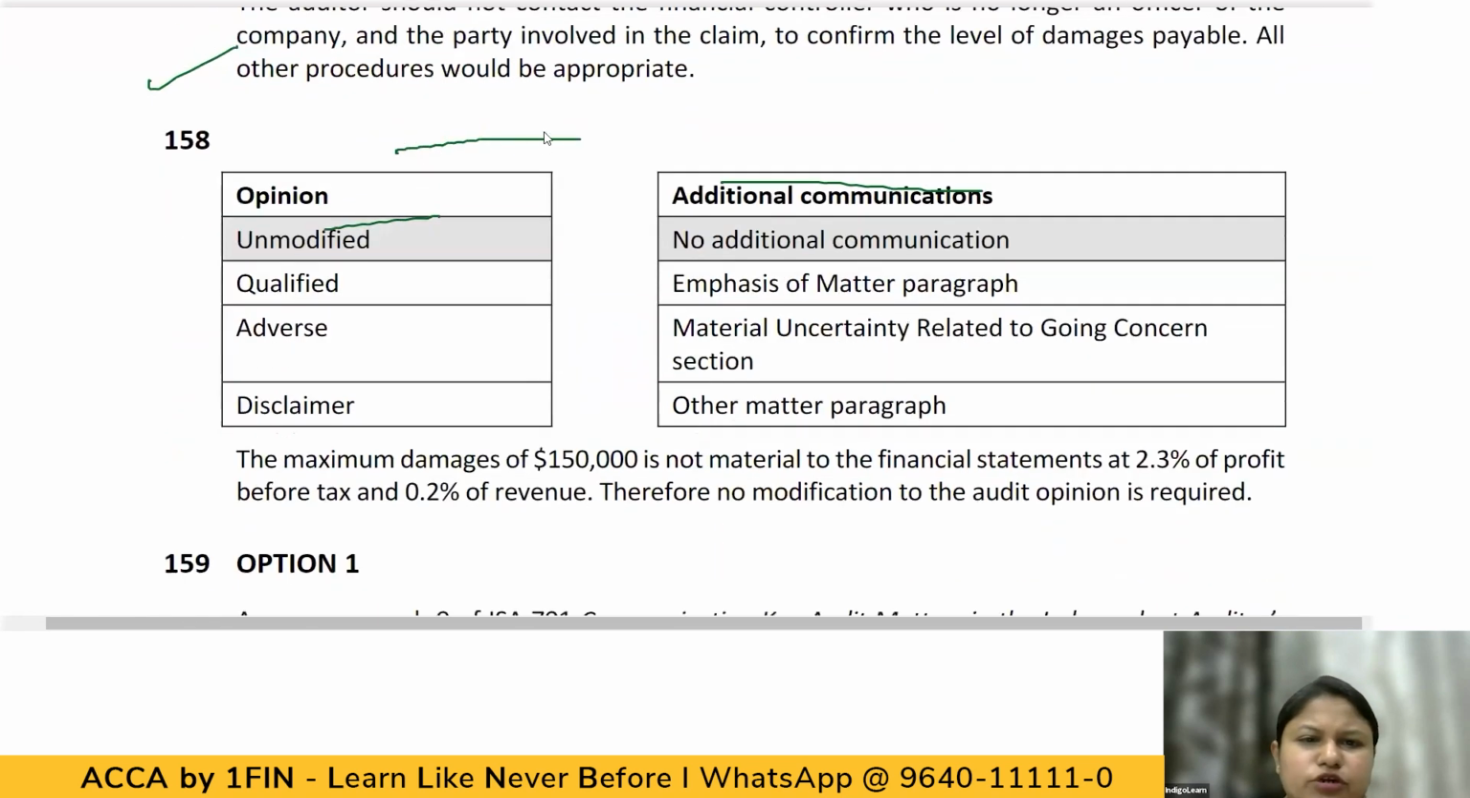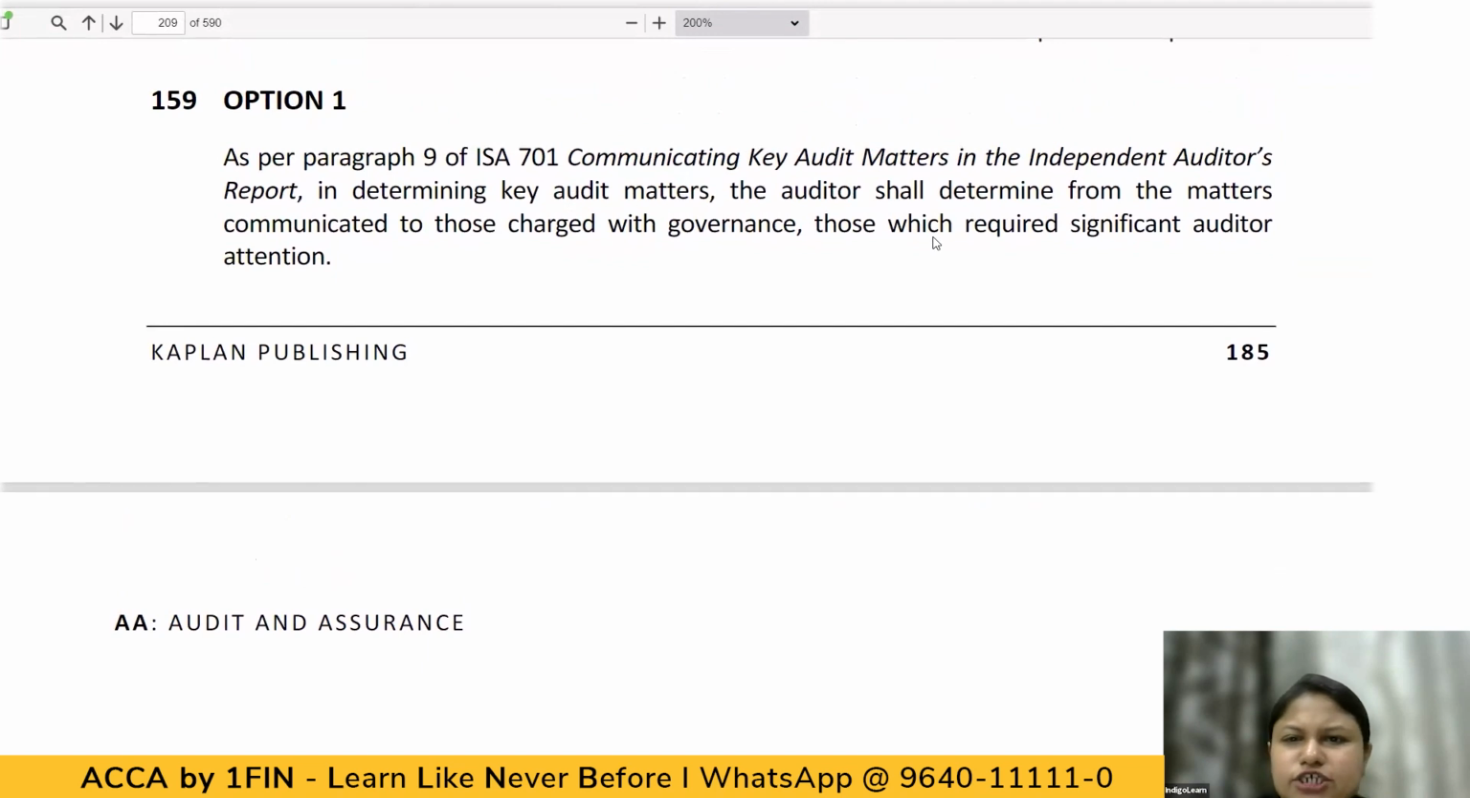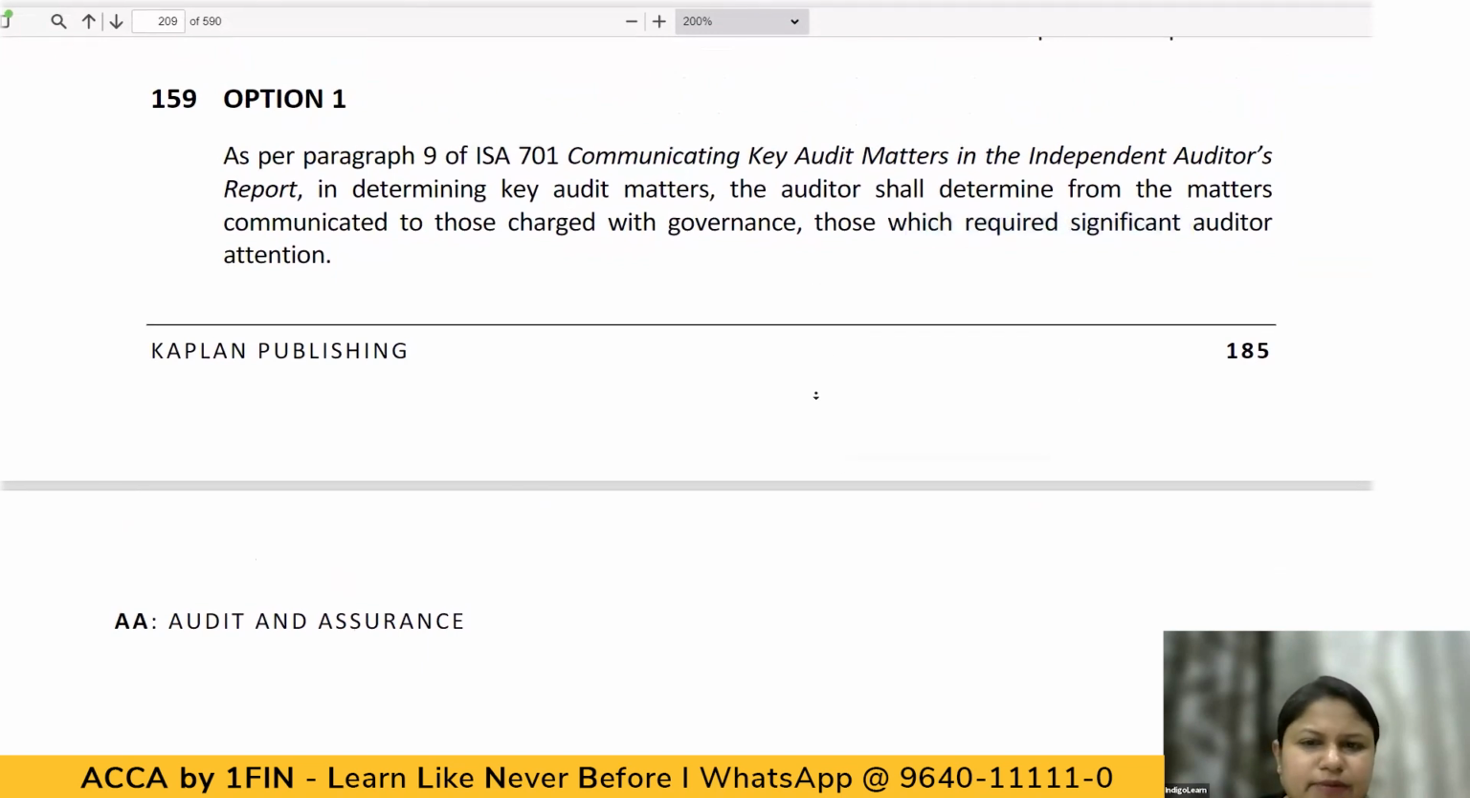Then 158, I told you it was not material because it is just 0.2% of the revenue or 2.3% of the profit, which we can ignore. So that is immaterial. So it can give unmodified opinion. And I told you with elimination criteria also, no additional communication will be required. Then what is key audit matter? By the very definition, it requires significant auditor's attention. So it was the first option that we had picked up correctly.